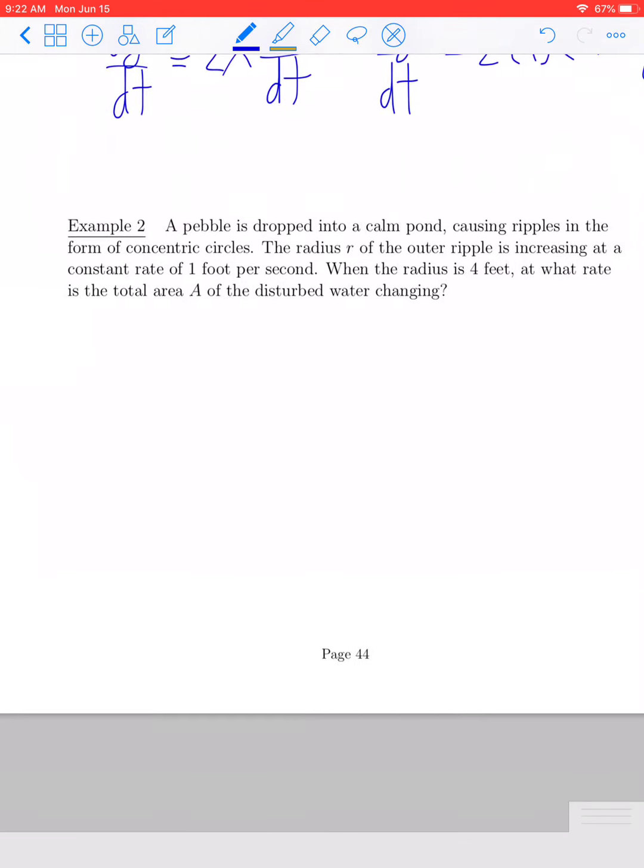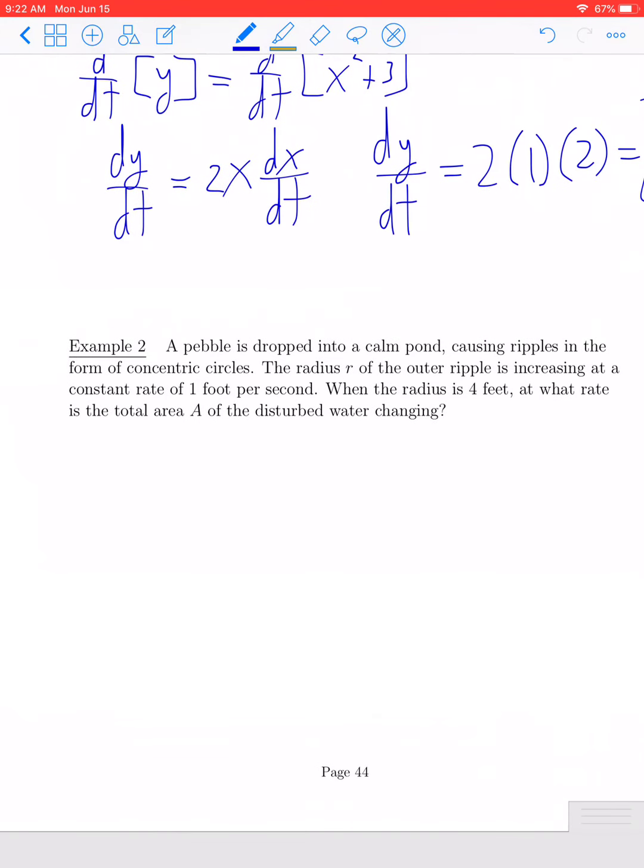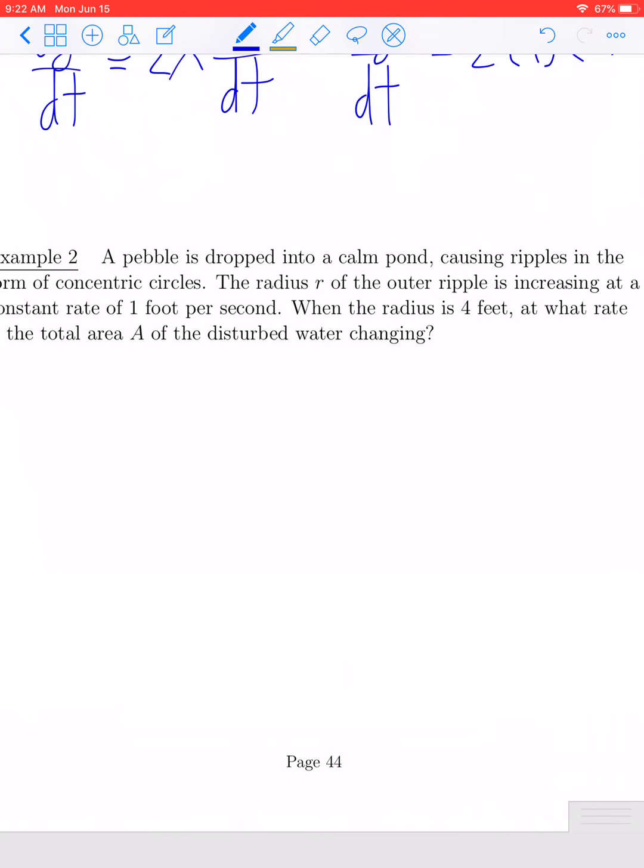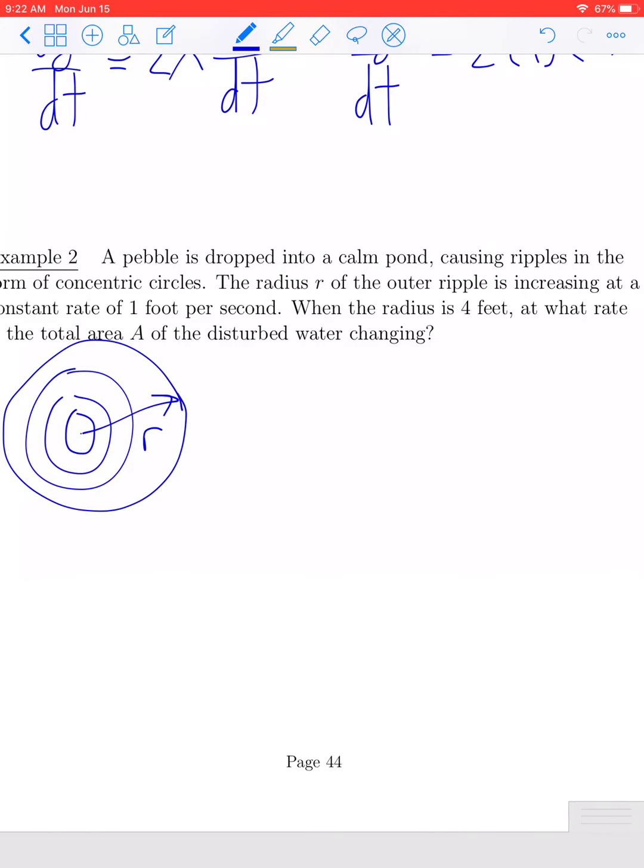Let's take a look at example 2. In example 2, they say that a pebble is dropped into a compound which causes a rippling effect that forms concentric circles. Okay. I think most of us have done this. You throw a stone in a body of water, and you get these outward moving concentric circles. They would have some radius, let's call them r.